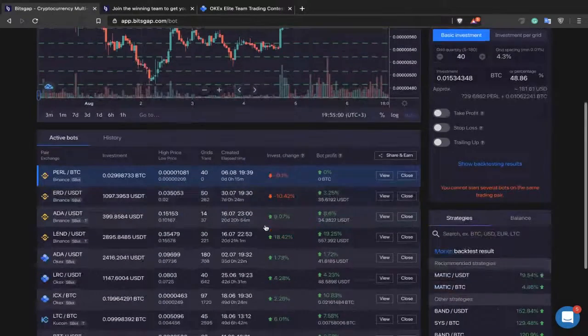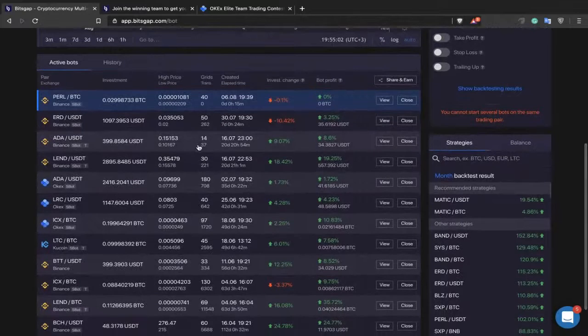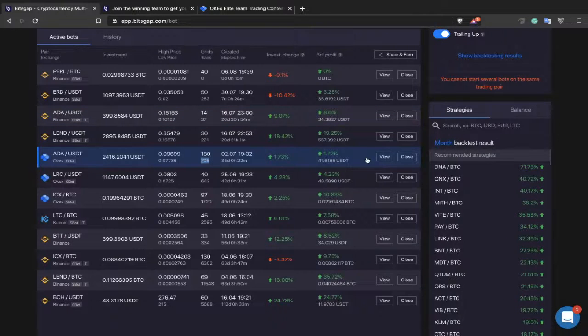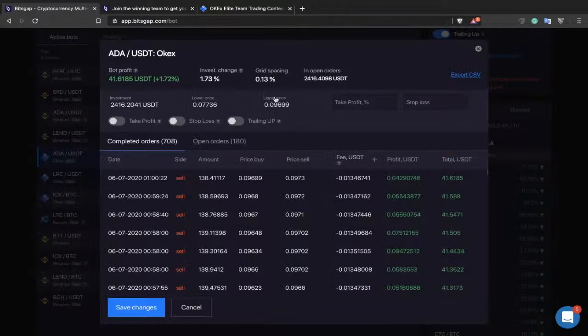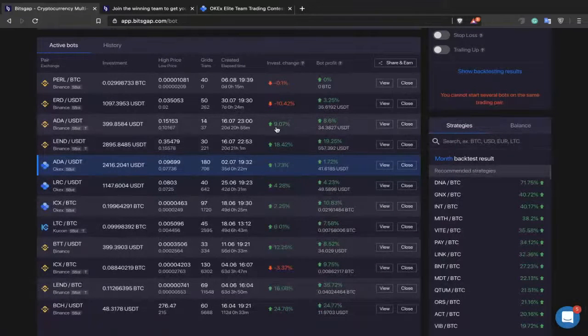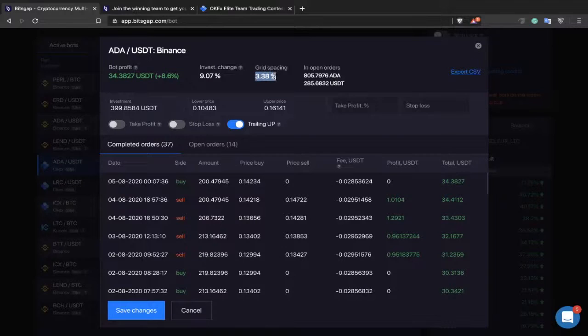All right, so you see I have some examples where I have only 37 trades in total during the 20-day period, and that's the result. All right, whereas I have some examples where I have 708 trades in total. So here I have grid spacing 0.13. That's probably the lowest that I have here. And if I click on this one, you see that my grid spacing is 3.38%.